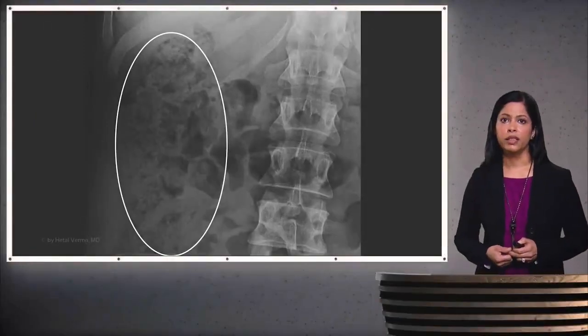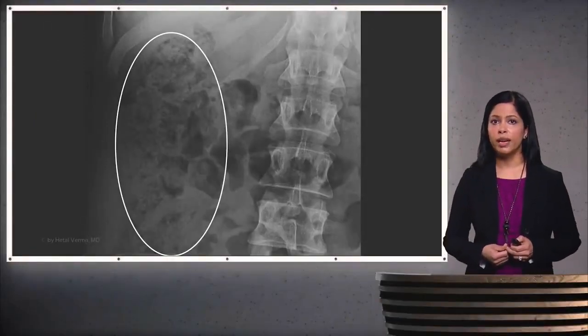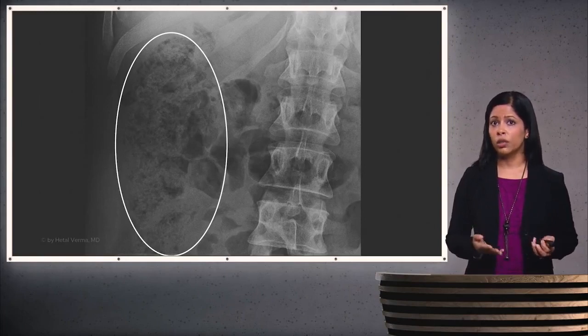So let's take a look at this. This is a coned down view of the right upper abdomen. You can see a somewhat mottled appearance here. So what do you think that represents? It doesn't follow the typical features of small or large bowel.